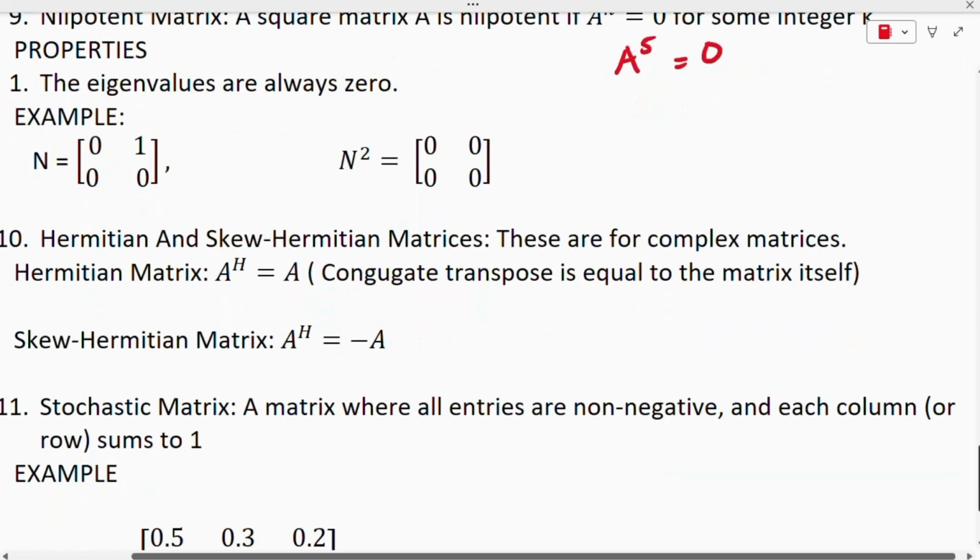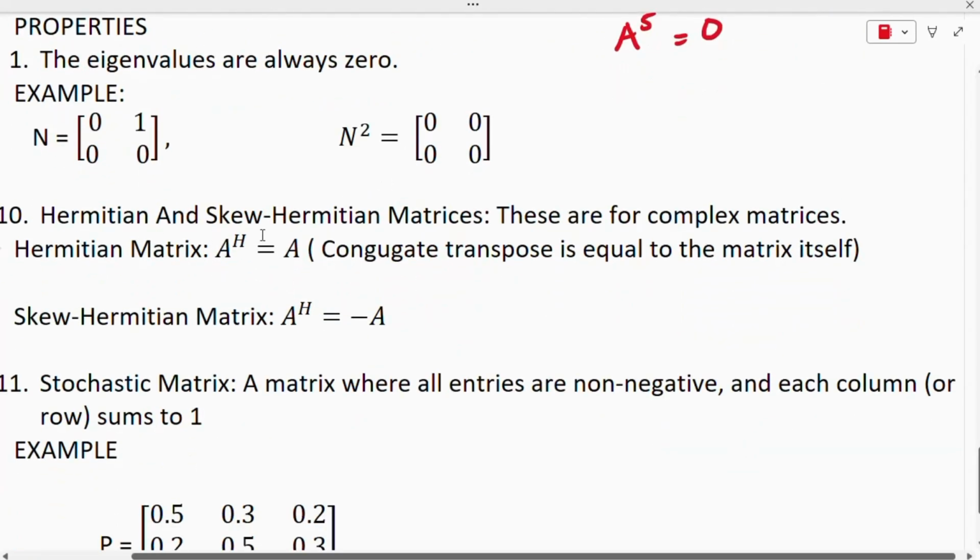Number 10, we have the Hermitian and skew-Hermitian matrices. Now the Hermitian matrix says that if A raised to the power of H is equal to A, that is, the conjugate transpose is equal to the matrix itself, that is what it means. Then the skew-Hermitian matrix implies that if you take the conjugate transpose of a matrix, it is equal to the negative of the matrix. This type of matrix is for complex matrices, but we are going to talk about the Hermitian and the skew-Hermitian matrices as the video goes on.